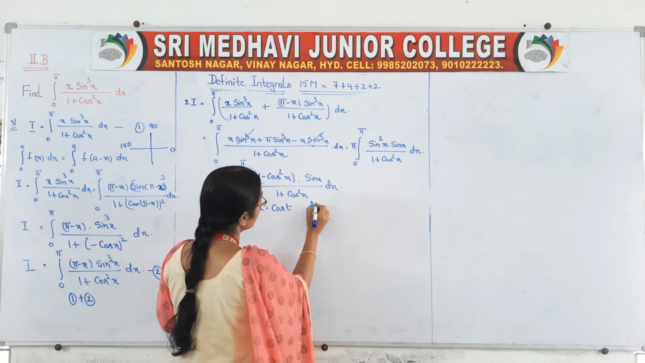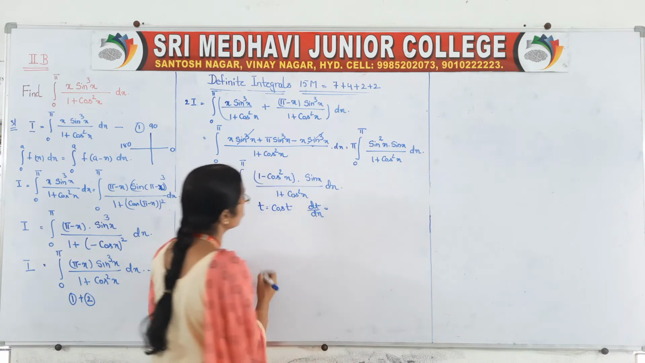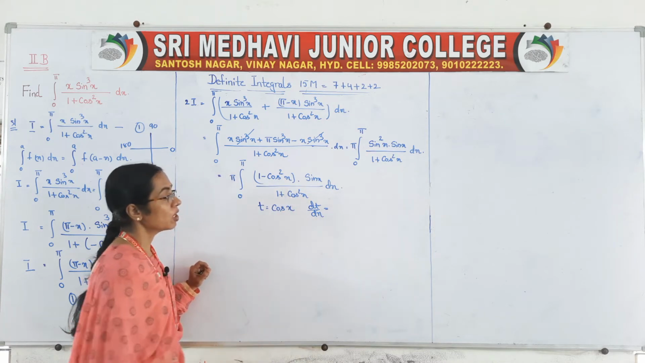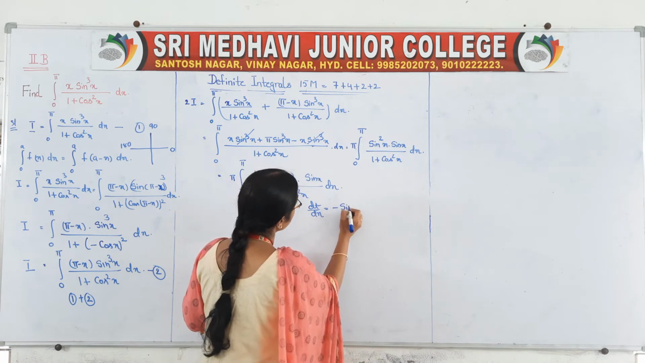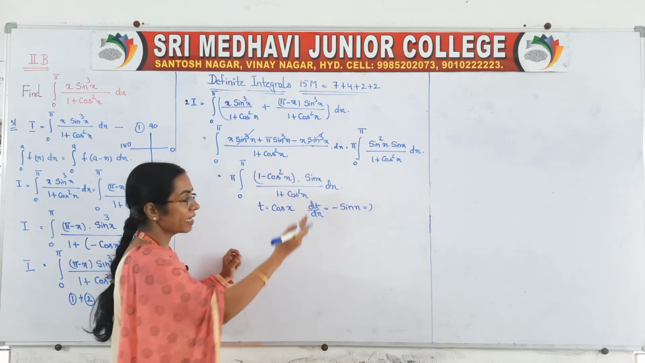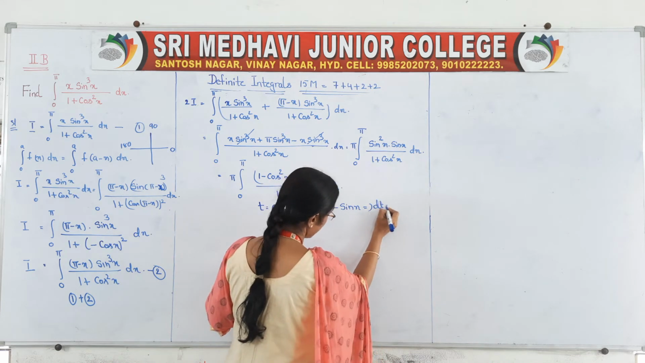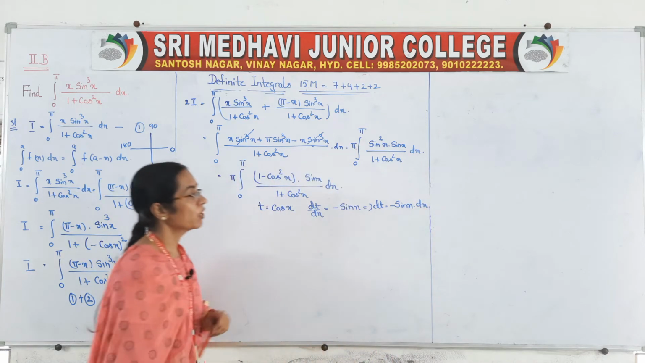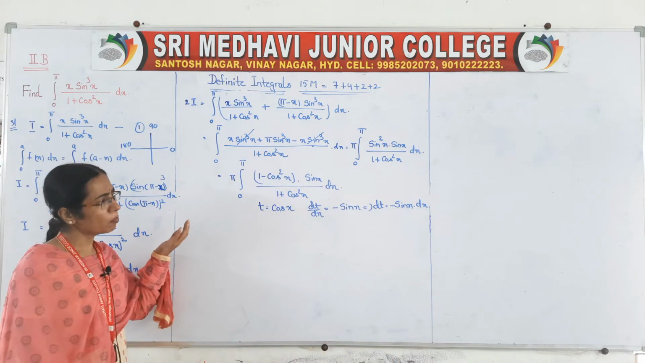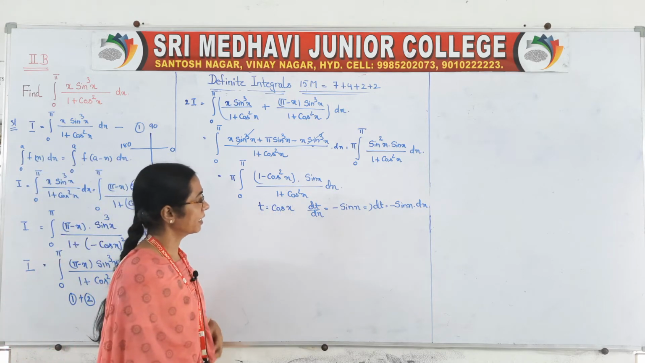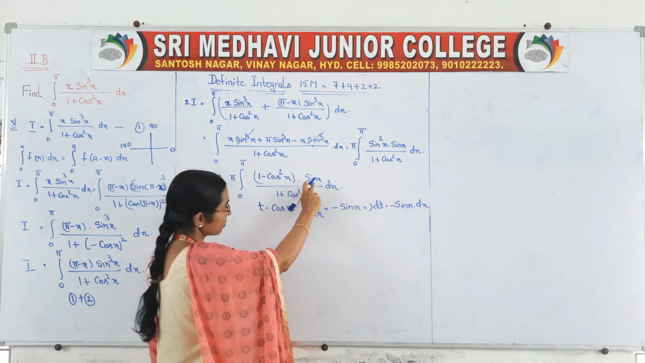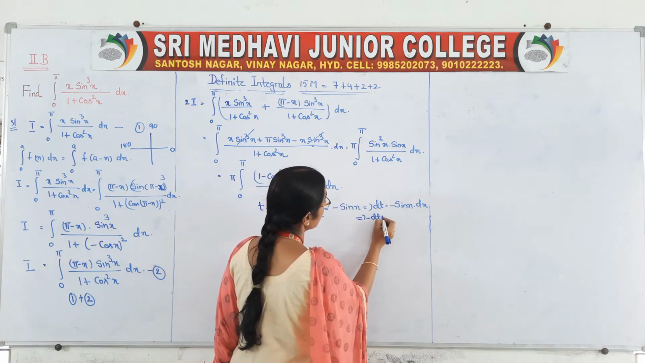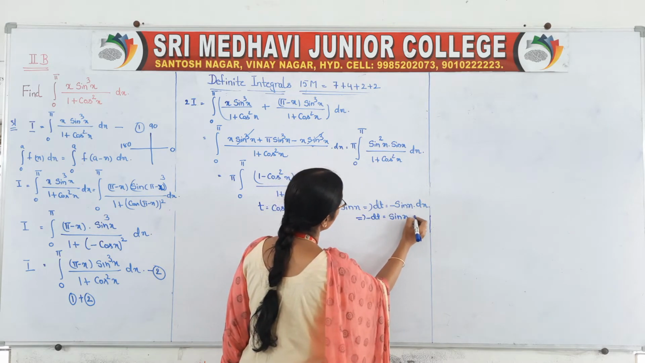Then dt by dx is equal to cos x, not t. Here cos x is there, right? T is equal to cos x, so dt by dx is minus sin x. Send dx to that side, then dt is equal to minus sin x into dx. So in place of cos x we will take t, and in place of sin x dx we will take minus dt. So we can write minus dt is equal to sin x into dx.